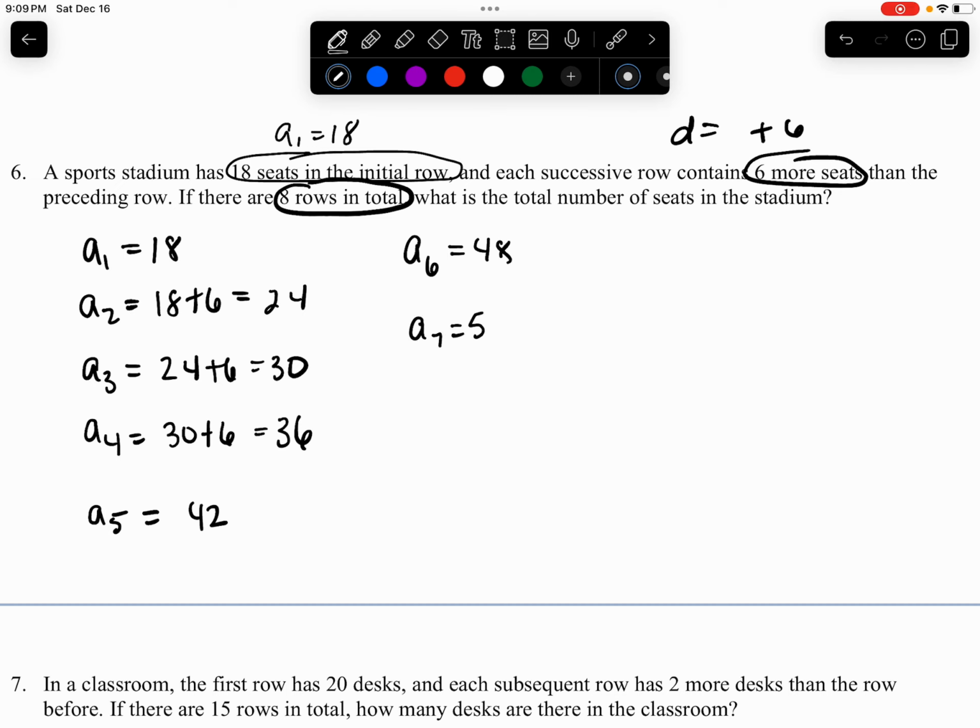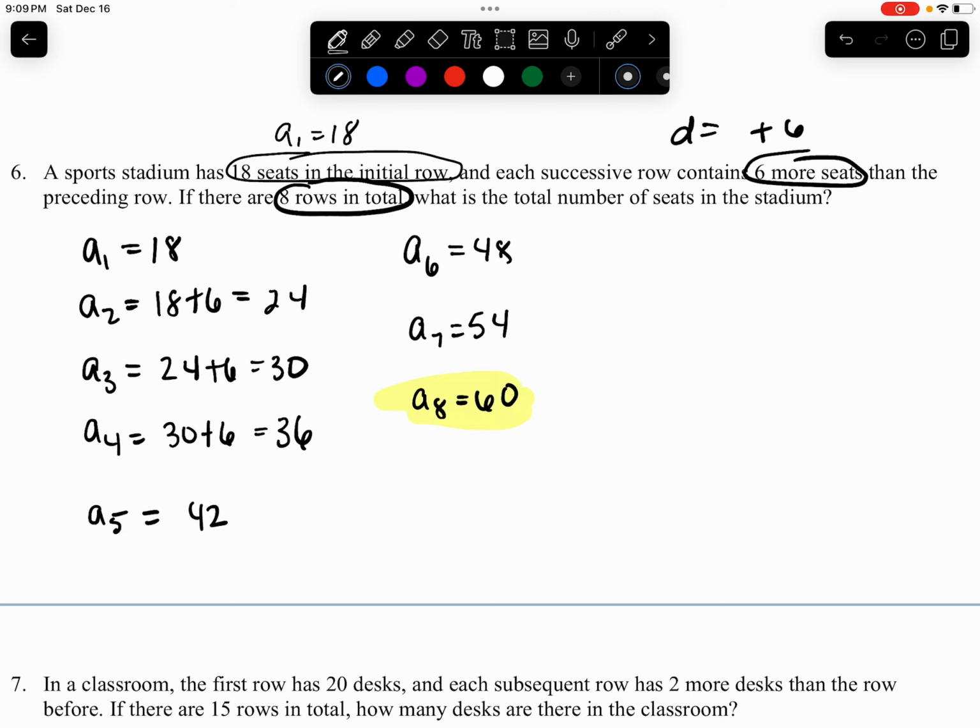A7 equals 54. A8 equals 60. Okay, but now we know it's the same thing, right? With the explicit formula, A8 is still 60. Now let's add each one of these numbers. Here's an easier way to add them all, okay?